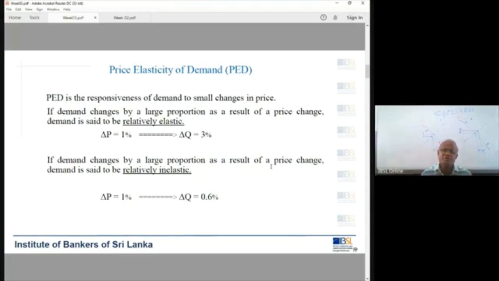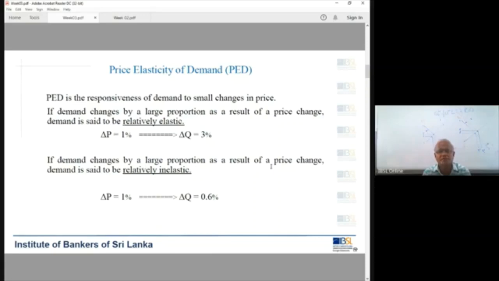Next one. There is a typo on the slide: it should say small, not large. The first one, large, is correct. The second one: if demand changes by a small proportion as a result of a price change, demand is said to be relatively inelastic. Please cut that and correct it. I believe you can change it on the screen, or you can take the photocopy and change that. I don't think I can change this one now, since this is a PDF.